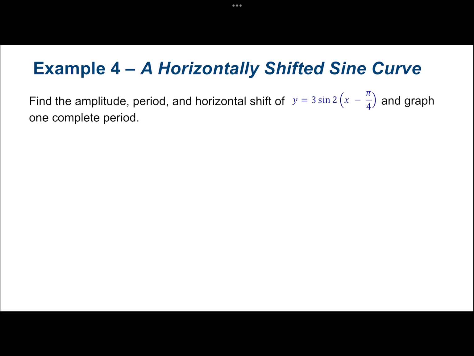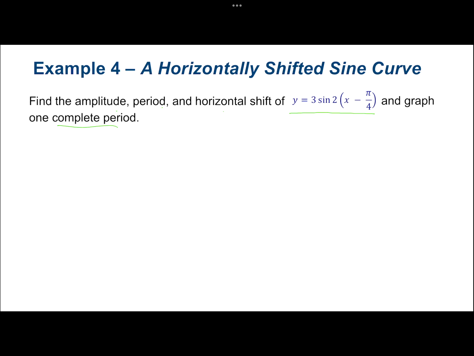Most of your graphing is going to be multiple choice type questions on your assignment, and we'll deal with graphing some of them later, actually by hand. So here I want to find our amplitude, period, and horizontal shift of y equals 3 sine 2 of x minus pi over 4, and graph one complete period.